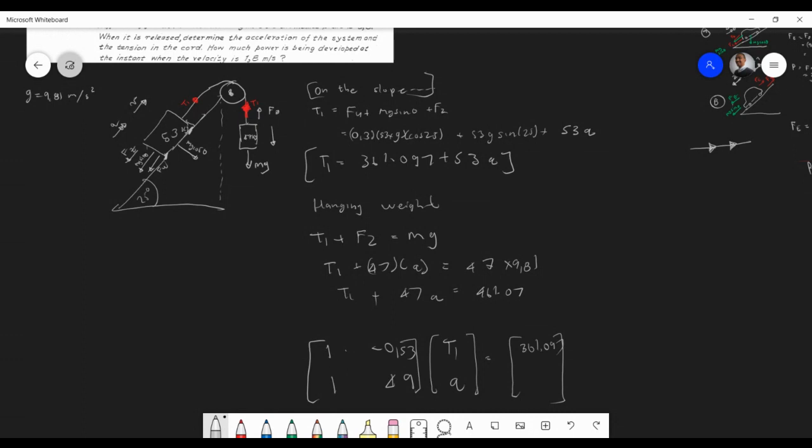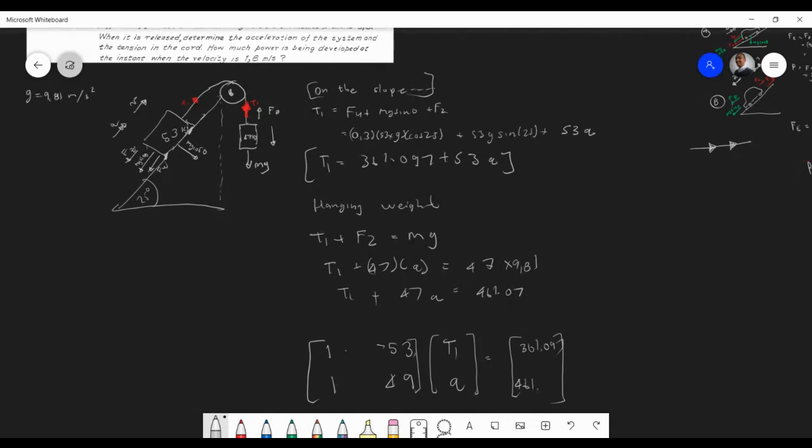And this is going to be, oh, this is not 0.53. What am I writing here? It's 53. Yeah, it's 53, sorry. 53 but negative. And 147 of this stage about 461.